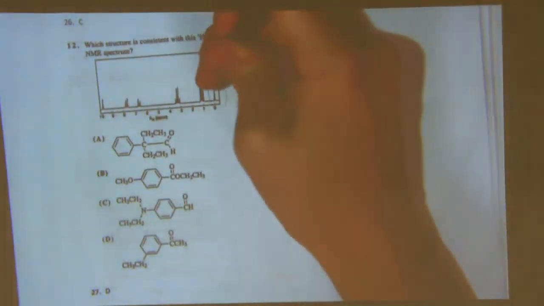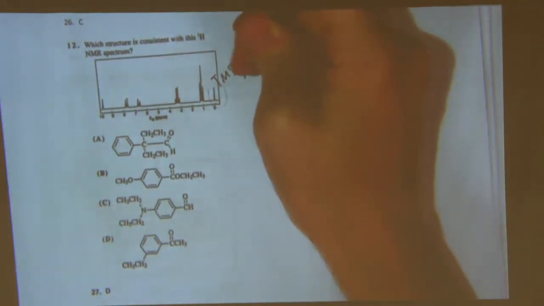Okay, this one. This is another H-NMR question. Okay, first thing, do we count this signal at 0? No. I think it's called a TMS or something. Whatever it is, you don't count it. So we don't care about that one. Okay.